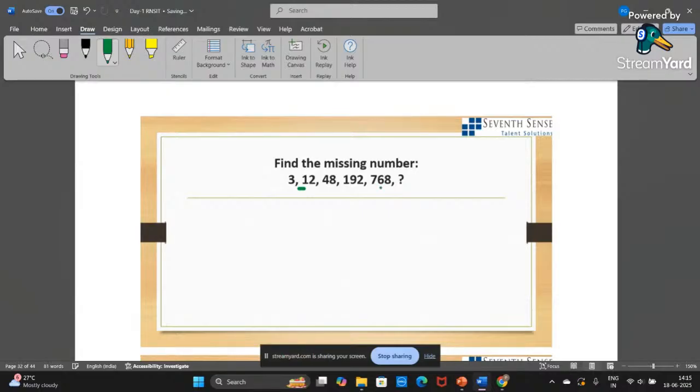Just calculate and check. If it is satisfied with multiplying with 4, then what you're thinking is right. So the next number should be multiplied with the same number. So 768 into 4. That will be your answer. So it is 3072.